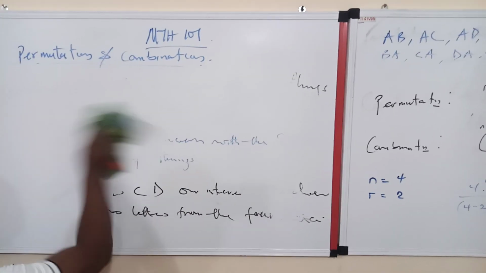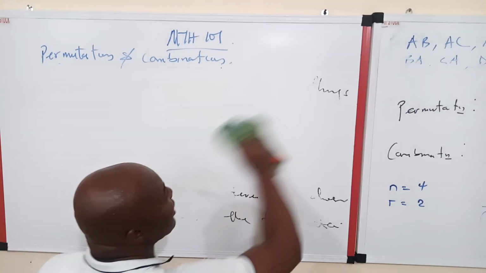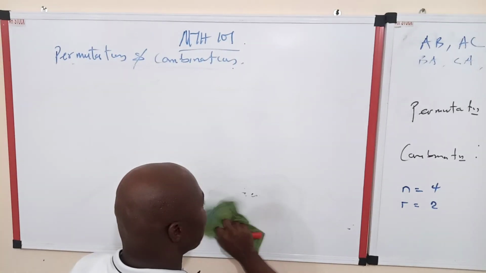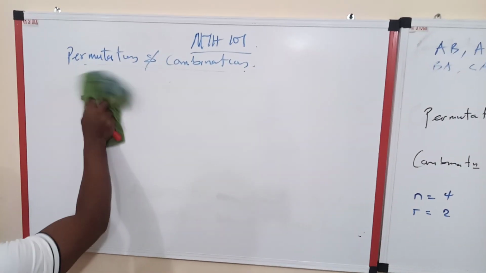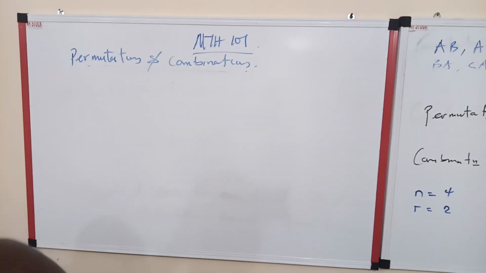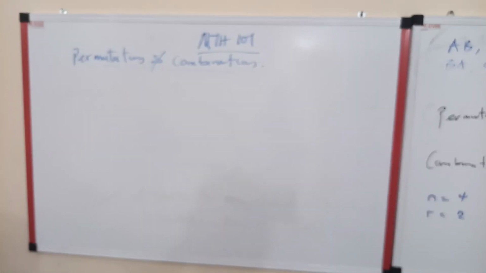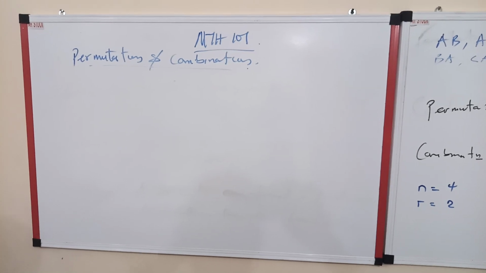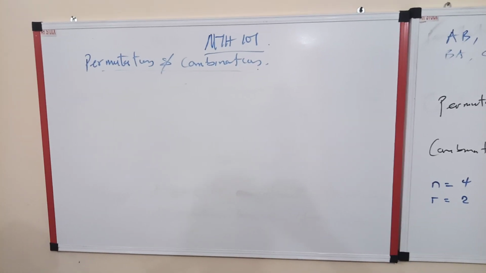And we have said that for permutation, the order in which the items are arranged matters, whereas for combination, it does not really matter. Now let's consider some examples to see how it may look.